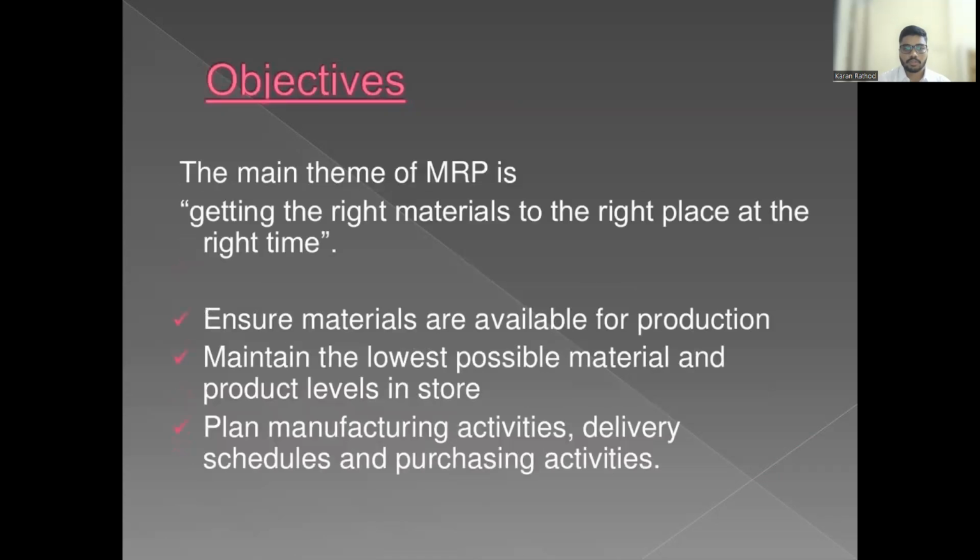Objectives. Now, what is the objective of MRP? The main theme of MRP is getting the right material to the right place at the right time. Ensure materials are available for production. Maintain the lowest possible material and product level in store. Plan manufacturing activities, delivery schedules, and purchasing activities. So basically, this helps in properly managing the inventory and properly controlling the production, and leads to optimum production.